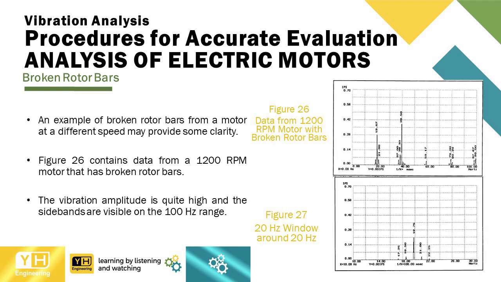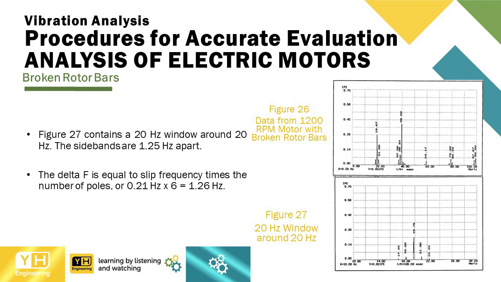An example of broken rotor bars from a motor at a different speed may provide some clarity. Figure 26 contains data from a 1200 RPM motor that has broken rotor bars. The vibration amplitude is quite high and the sidebands are visible in the 100 Hz range. Figure 27 contains a 20 Hz window around 20 Hz. The sidebands are 1.25 Hz apart.